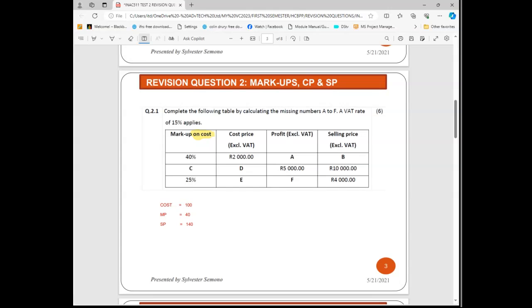The reason why I want you to know that is because, like I said, there are questions where sometimes they give you, for example, selling price including VAT. You can't use that amount that is including VAT. You must first take out VAT. Does that make sense? Yes. Perfect. But at least this one, we don't have to worry. Everything here is excluding VAT. Okay.